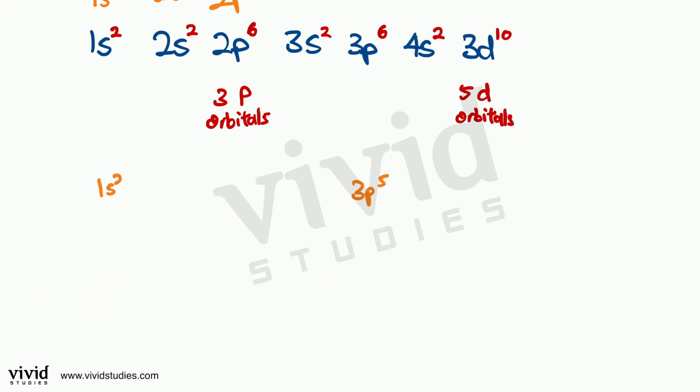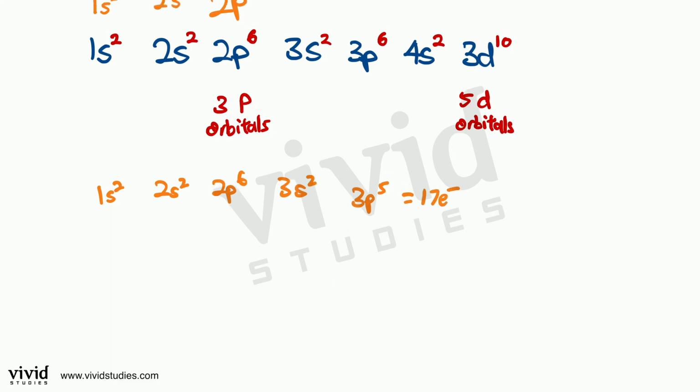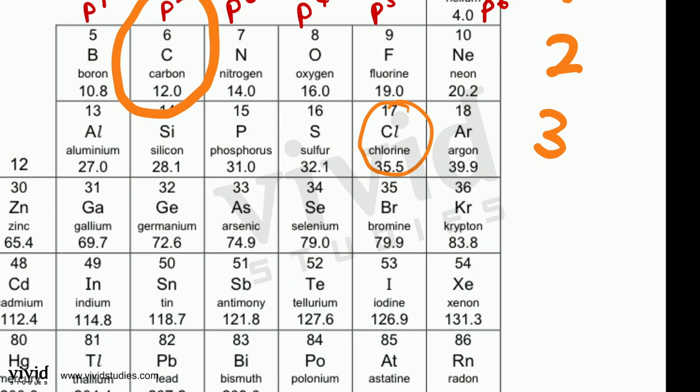So we will just fill up the previous orbitals to the maximum. And when we reach 3p5, we know that we are done, we have reached the configuration of chlorine. And as we can expect, there's a total of 17 electrons, which is true for what we see for chlorine.